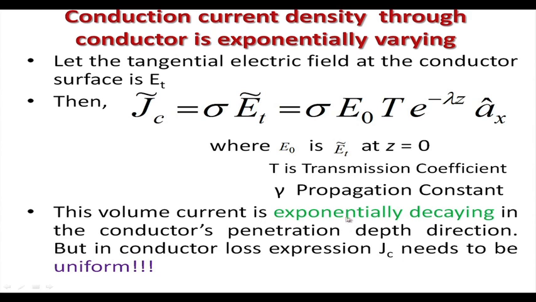This volume current is exponentially decaying in the conductor's penetration depth direction, but in the conductor loss expression, the JC needs to be uniform. When we found the lossless case, that time JC was uniform, but actually it is not uniform. Our expressions are assuming it is uniform. So, here what is the remedy?